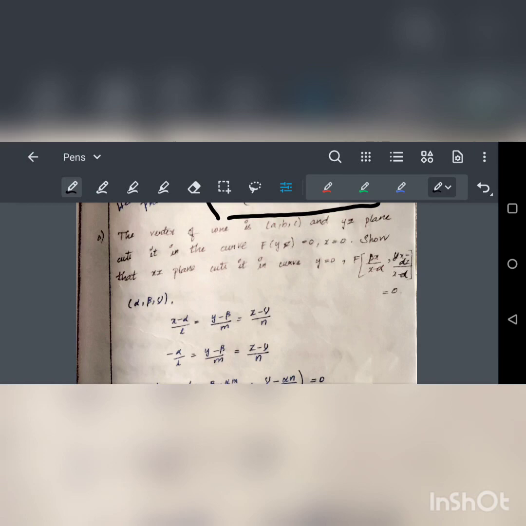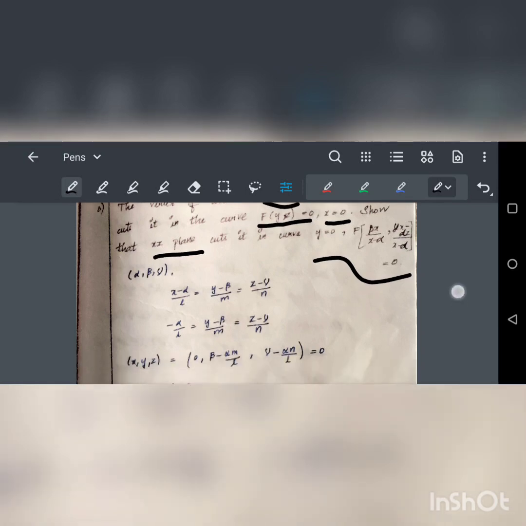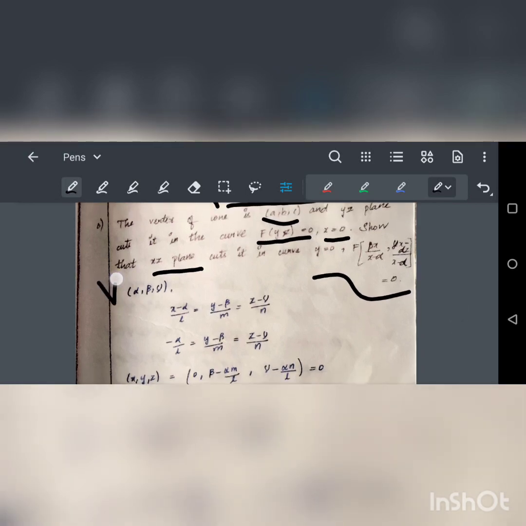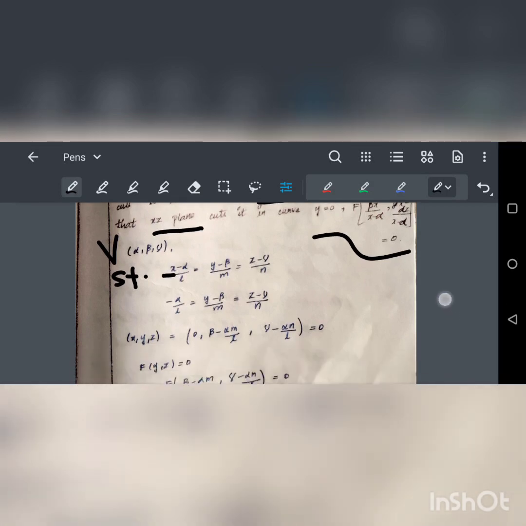So we'll see one more problem under the equation of a cone with a conic as a guiding curve. The next question is: the vertex of a cone is given as alpha, beta, gamma, and the yz plane cuts it in the curve f of y comma z equal to 0, x equal to 0, and we need to show that the xz plane cuts it in this curve. As usual, this is going to be our vertex point. This is nothing but the equation of a straight line, and here you are provided with the value of x as 0, so just replace it here and you will have this one.